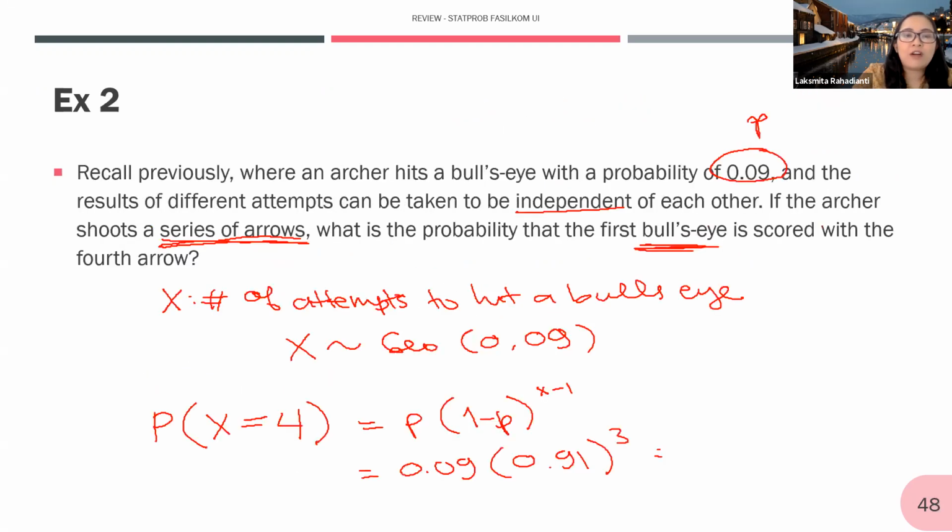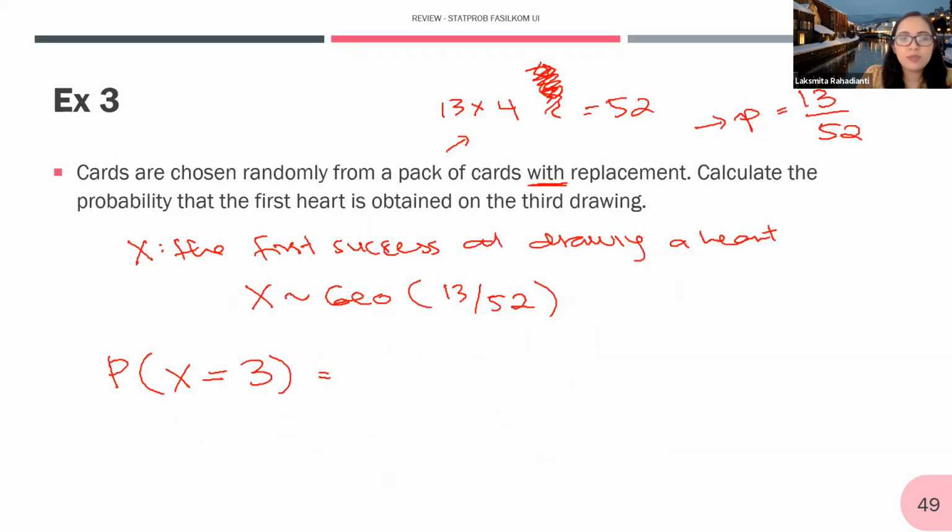Oops, I didn't need to go that far. You can just go here, right? P, 1 minus P to the power of X minus 1. So here it's 13 over 52, and then there is 39 over 52, to the power of 2. Once again, anyone with a calculator, you can please go ahead and write this down for me. I don't remember. I cannot compute it in my head.